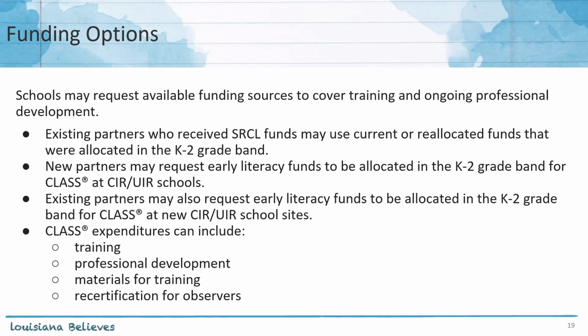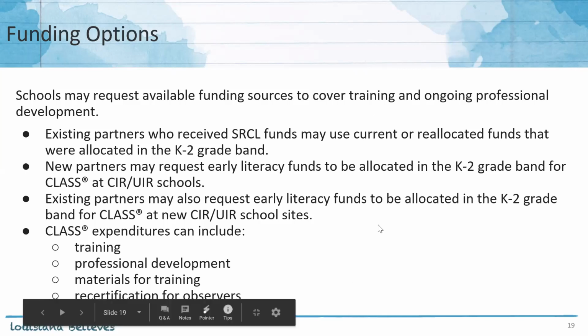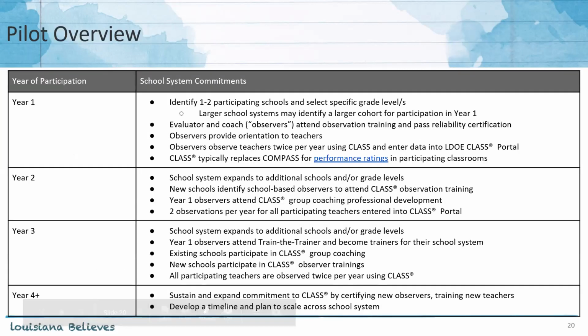So if you have any specific questions about funding or what will work for your system, please email me, and my contact will be at the end of this webinar. But we realize that different sites will have very different needs. So if you have any questions specific to funding options, please reach out and we will work together to find a solution. So some of those expenditures for class would be like training, that ongoing professional development, materials needed for the training, and observer recertification. So again, any specific questions on that, please send me an email.